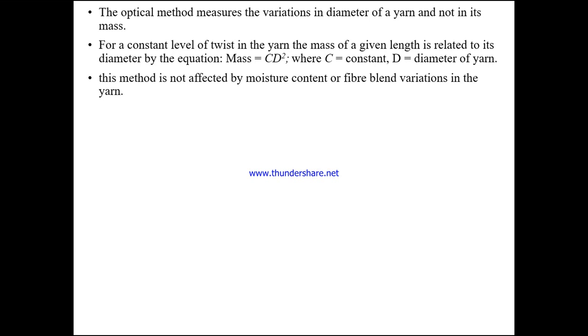So this kind of drawback can be avoided when you use this kind of IR method for the measurement of yarn unevenness. So IR methods and photoelectric methods are unaffected by moisture and are unaffected by fiber blend variation. So in this way, these methods are superior to the Uster unevenness tester.